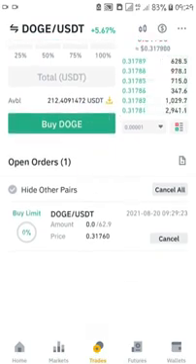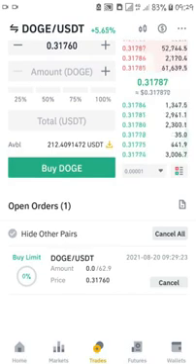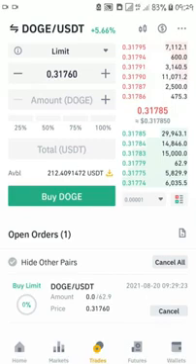So my trade has been opened, and I want to buy Dutch at 0.31760. So if the market drops to my price, I'll get 62.9 Dutch. So let's hope the market drops to my price. Okay, it almost got there now, but it went back up. But yeah, surely it's going to come down to that price.